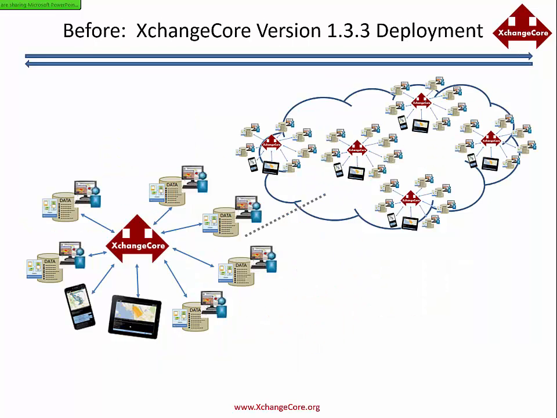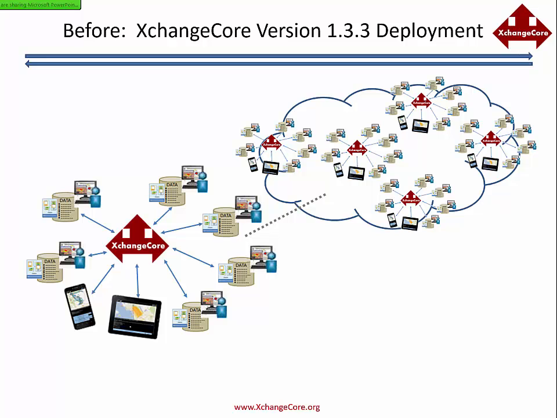When you do that deployment, before in XchangeCore 1.3.3 and previous versions, you had, like we say on the left-hand side, a single XchangeCore and its ability to share those applications. And then in the core-to-core sharing, that core could go out to all those other instances out there and share information, which meant that everybody on the left-hand side was sharing with any one of those groups on the right-hand side, but everybody was exposed to that information.